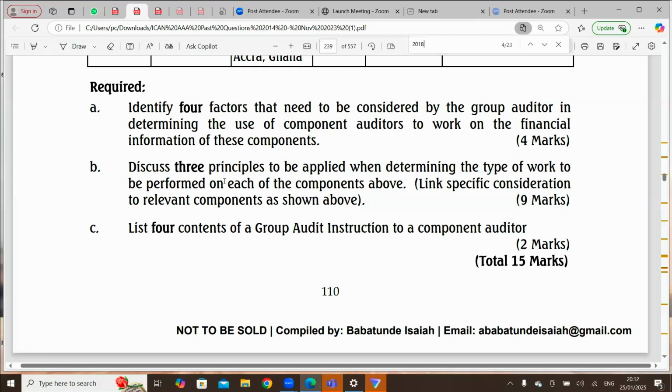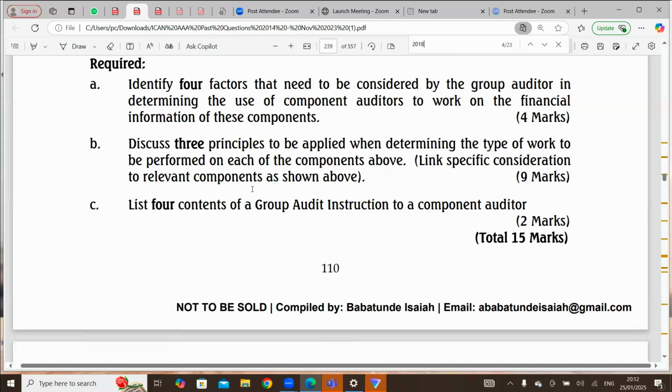Then it said, discuss 3 principles to be applied when determining the work to be performed on each component. So the principle is if it's a significant component or if it is not a significant component. If it's a significant component because of financial significance, you do component materiality. If it is not because of its financial significance, you check based on the level of work that's been required of the group auditor. And if it is not significant, you also do component materiality.